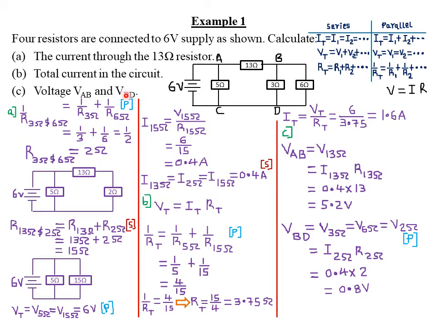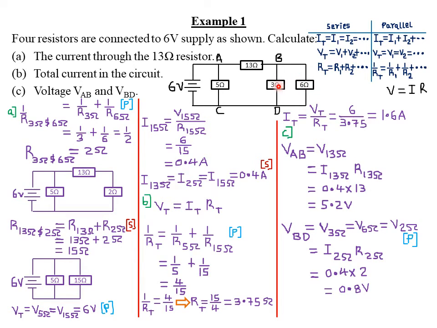Then the voltage through points B and D. Between points B and D we have the 3 ohm resistor. So if we want to find the voltage between B and D, it's the same as finding the voltage through the 3 ohm resistor. But remember at this particular point, the 3 ohm resistor is in parallel connection with the 6 ohm resistor. And we know that for parallel connection, V total equals V1 equals V2. So that simply means the voltage through the 3 ohm resistor equals the voltage through the 6 ohm resistor.